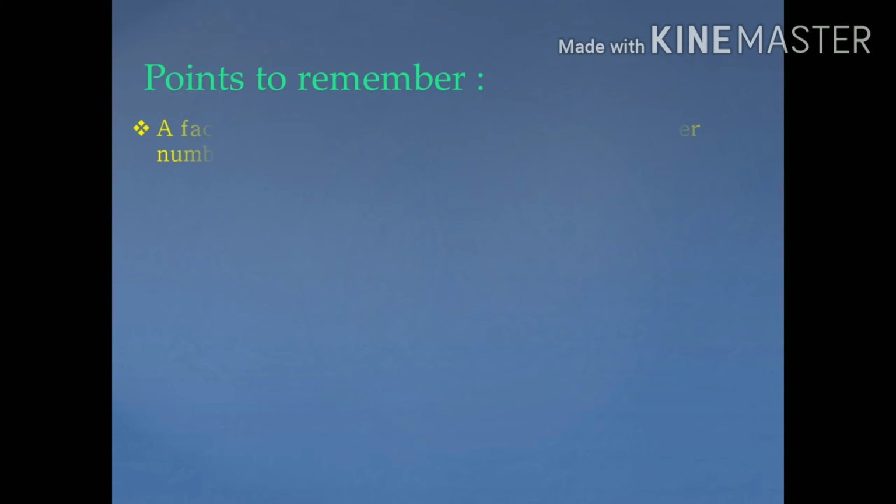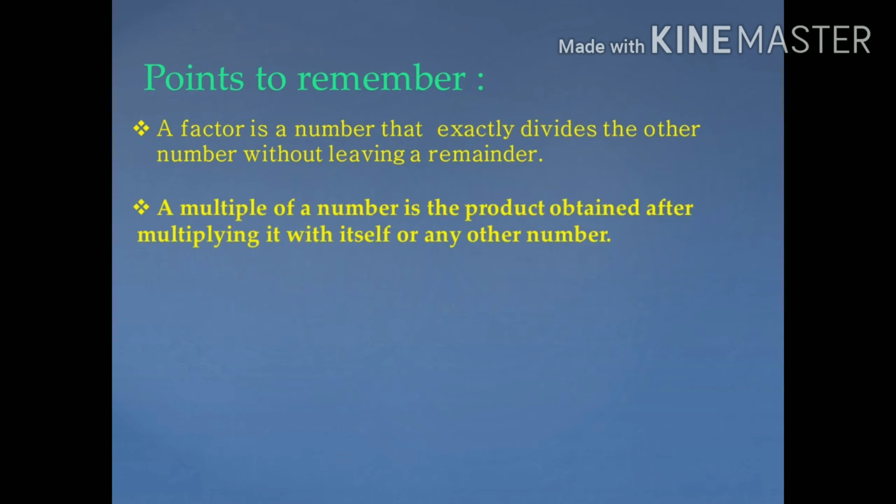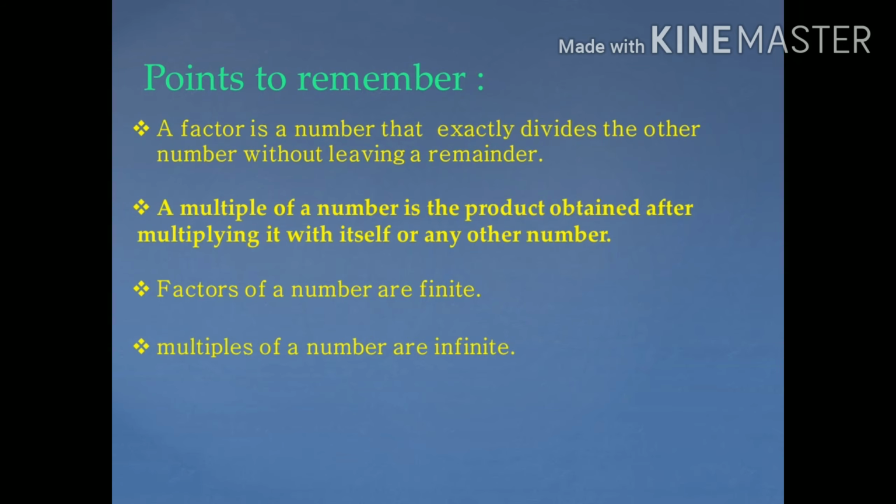Points to remember. A factor is a number that exactly divides the other number without leaving a remainder. A multiple of a number is the product obtained after multiplying it with itself or any other number. Factors of a number are finite, that means we can find all the factors of a number. Multiples of a number are infinite, that means they go on continuously.